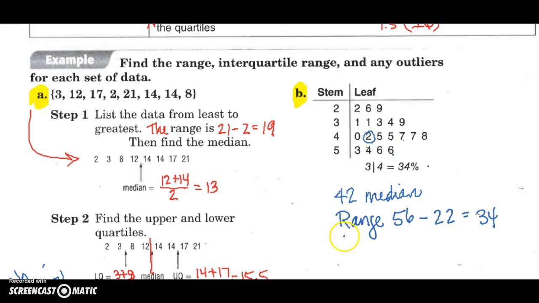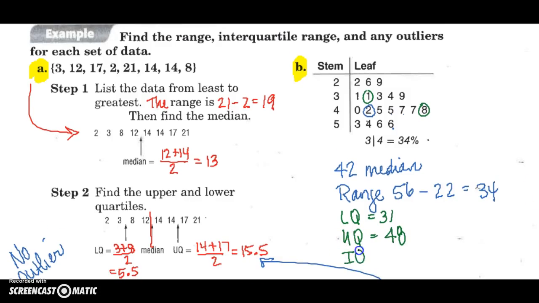So to find the upper quartile and the lower quartile, we have to find the halfway points between those two. So to split the lower half, we stop at 31, so the lower quartile is 31. The upper quartile, we have 4 to the left and 4 to the right, so 48 lands in the middle of the upper quartile. And the interquartile range, the IQR, will be 48 minus 31, which is 17.